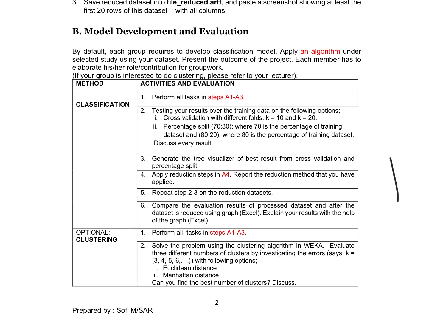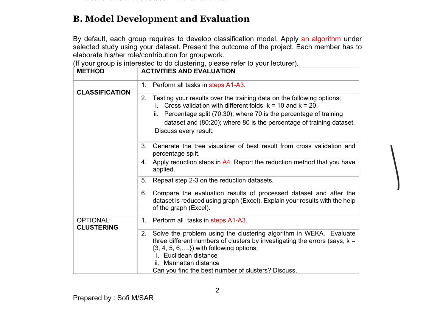B is model development and evaluation. By default, each group is required to develop a classification model. Apply an algorithm under selected study using your dataset. Present the outcome of the project. Each member has to elaborate his or her role contribution for group work. If your group is interested to do clustering, please refer to your lecturer.